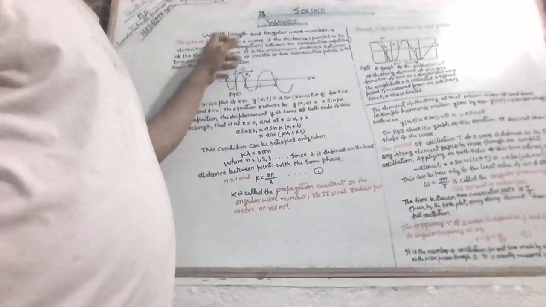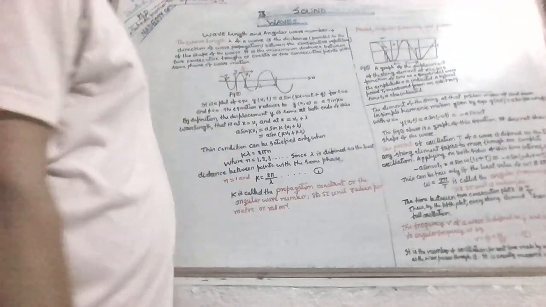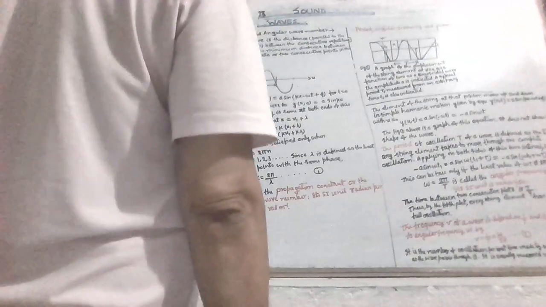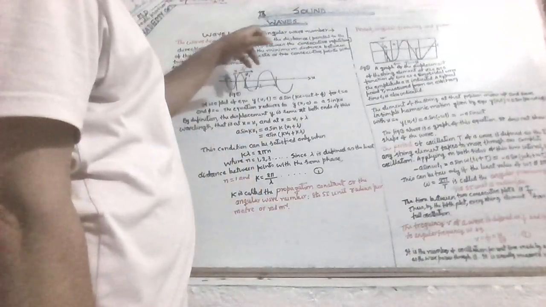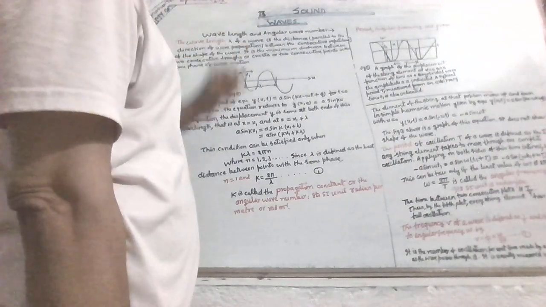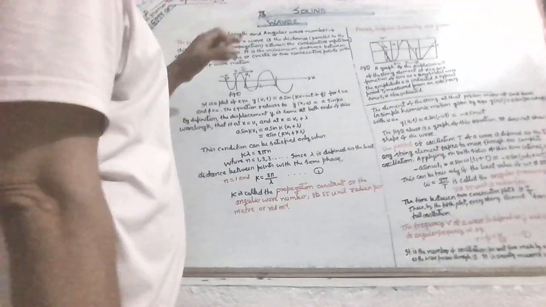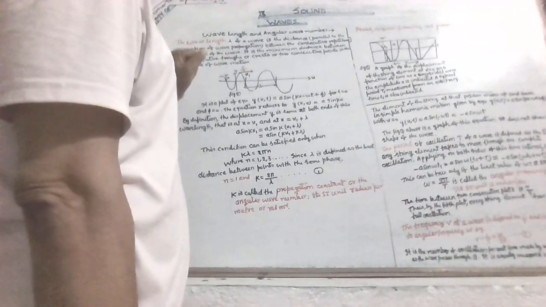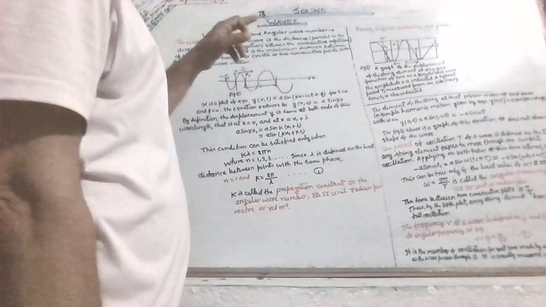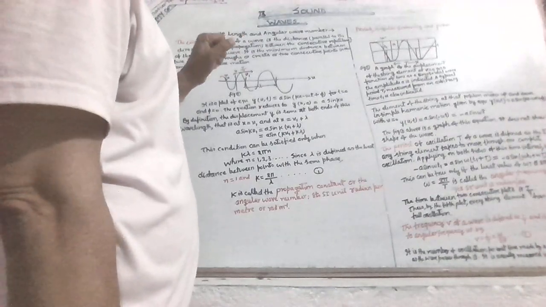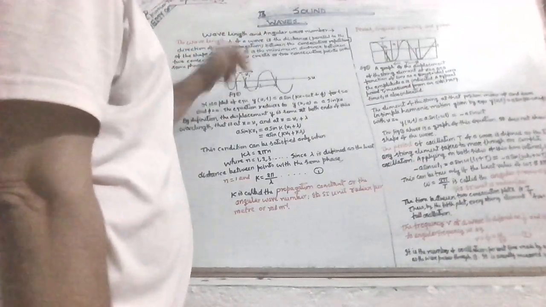Today we shall deal with wavelength and angular wave number. The wavelength lambda of a wave is the distance parallel to the direction of wave propagation between consecutive repetitions of the shape of the wave. It is the minimum distance between two consecutive troughs or crests, or two consecutive points in the same phase of wave motion.